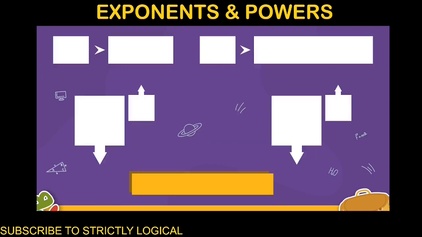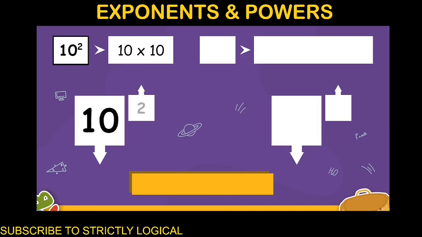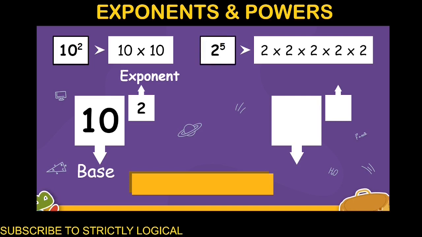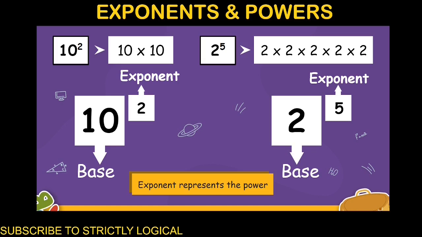Let's consider a few examples to understand the concept in a better manner. The first example is 10 to the power 2, or you can simply read it as 10 square. This means 10 is multiplied by itself 2 times, 10 into 10. In this case, 10 is our base and 2 is our exponent. Second example, 2 to the power 5. This means that 2 is multiplied by itself 5 times. In this case, 2 is our base and 5 is the exponent. So we can say that exponent represents the power.